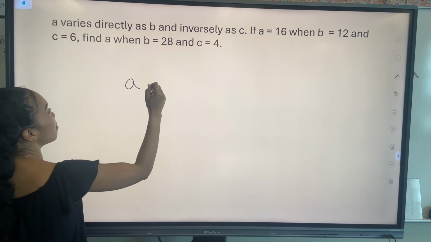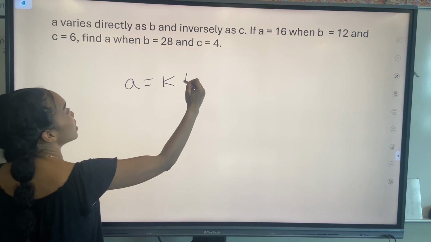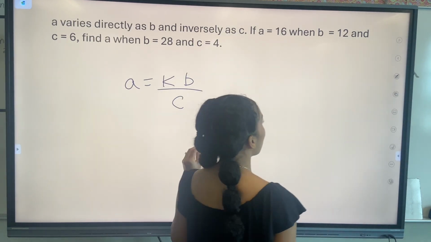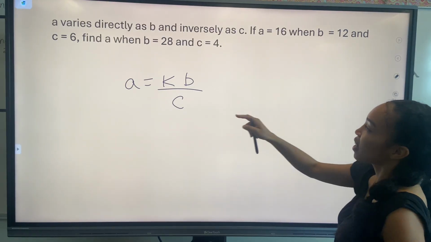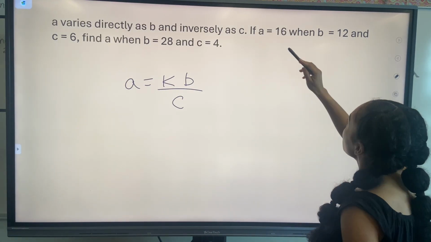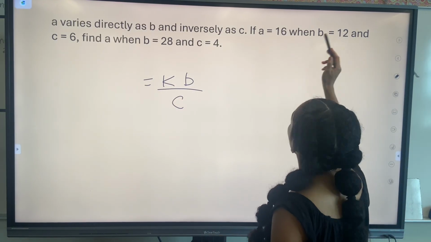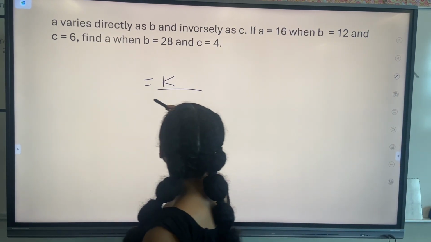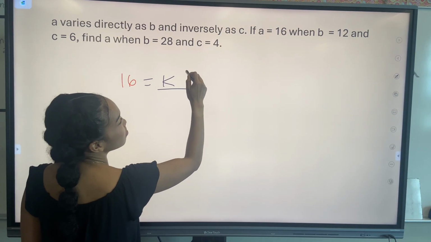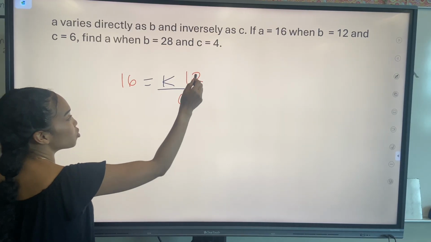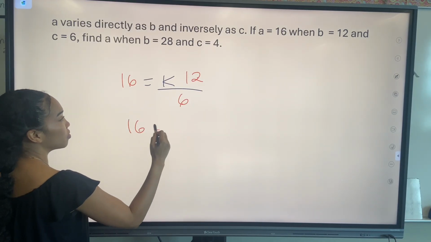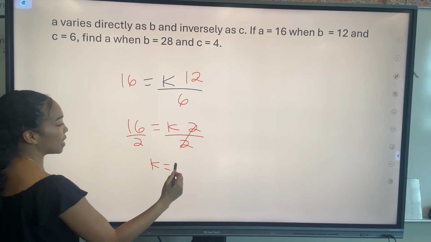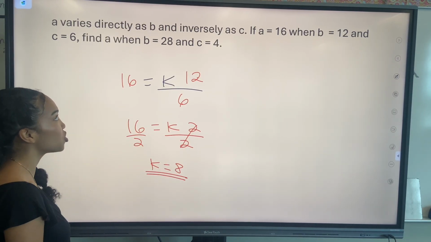This says A varies directly as B and inversely as C. So this is the equation, and now we're going to plug in our values to find what K is equal to. So it says A is 16, B is 12, and C is 6. So I'm going to replace those values. Well, 12 over 6 is just 2. And divide both sides by 2, you get K is 8. So that's our constant of variation.